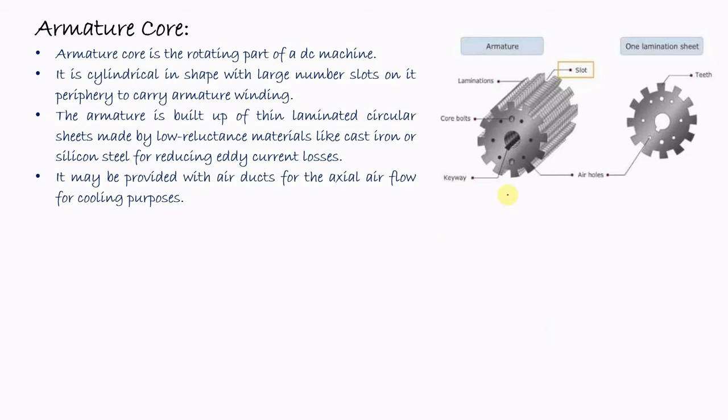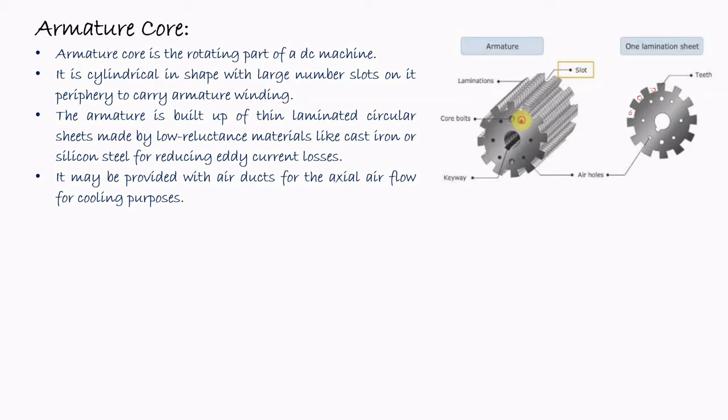So let's see this figure. This is the armature core. Here we can see that it is a cylindrical structure, and there are a number of slots throughout the periphery. If we see the front view or the cross-sectional view, it will look like this. So this is the core of the armature, and these are the slots. Within the slots, the armature windings or the rotor windings are placed.